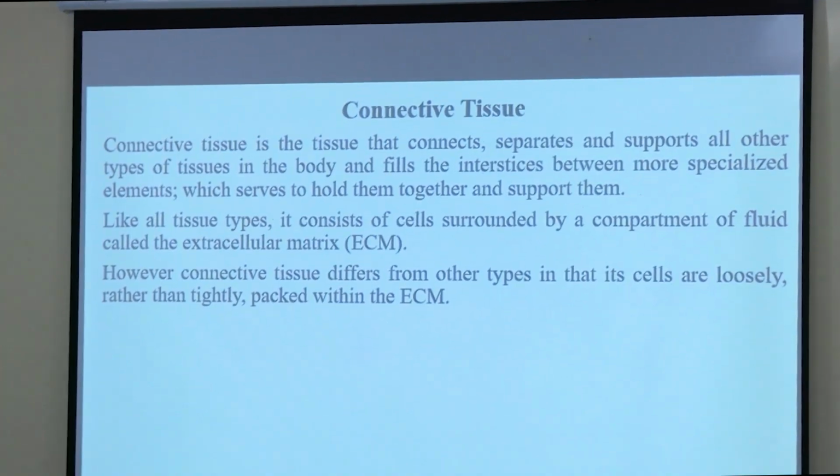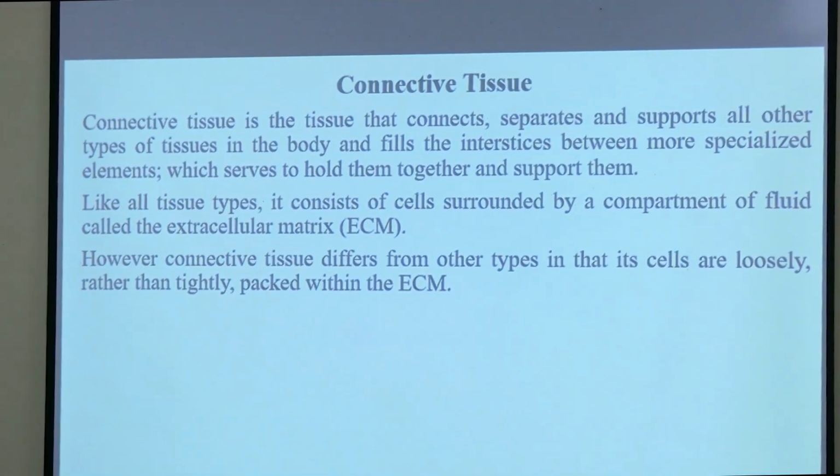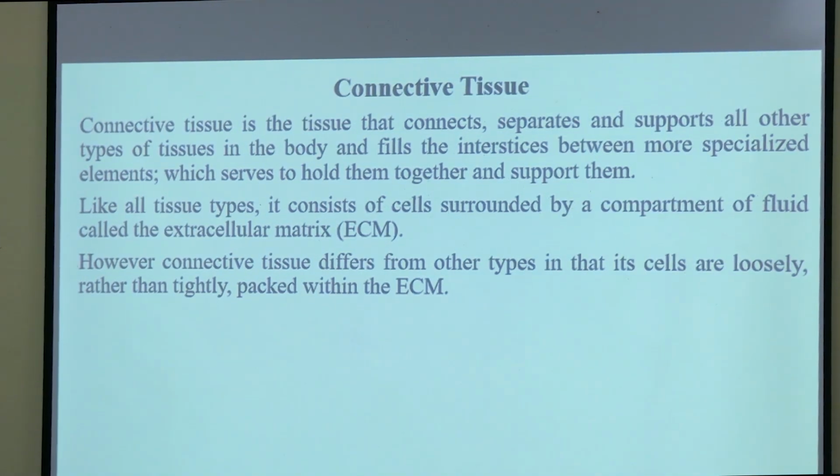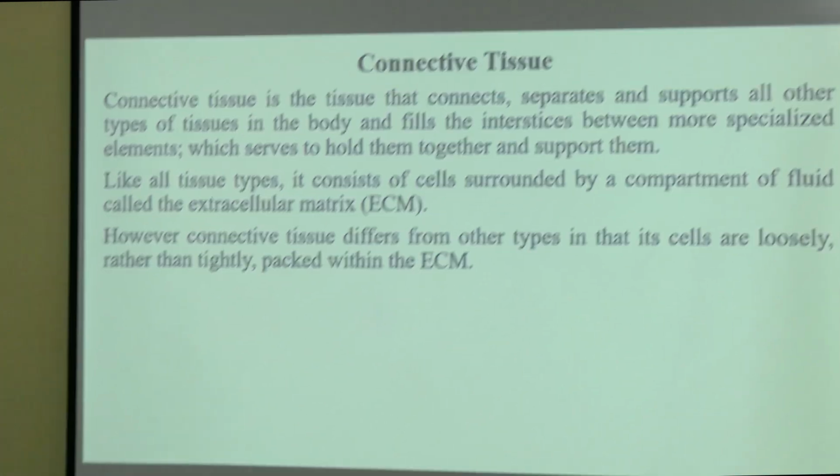So what is this connective tissue? Connective tissue is a type of tissue which connects, separates, and supports all other tissues of the body, and it also fills the interstices between the more specialized elements to serve them and hold them together. That is the definition of connective tissue. That means suppose different organs, different structures, or different tissues are there, to hold them together, to support them, to separate them from each other, the connective tissue is present.